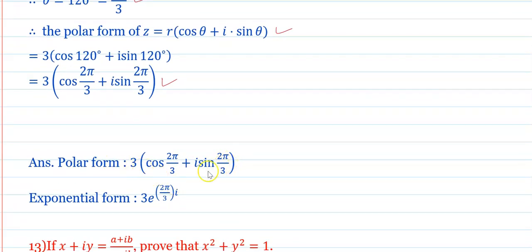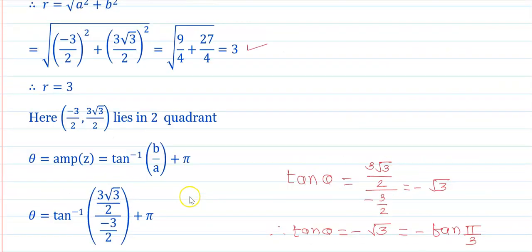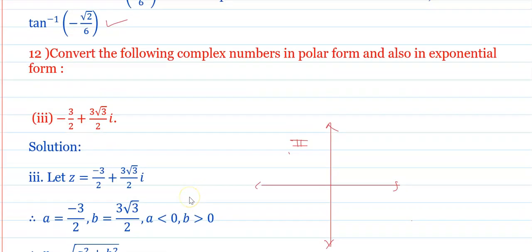What about the exponential form? That is r e raised to i theta. R is 3, so 3 e raised to 2 pi by 3 into i. So you can have a look at this once.